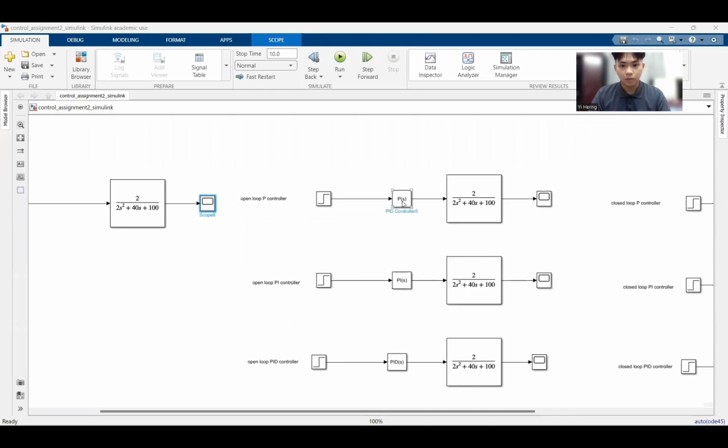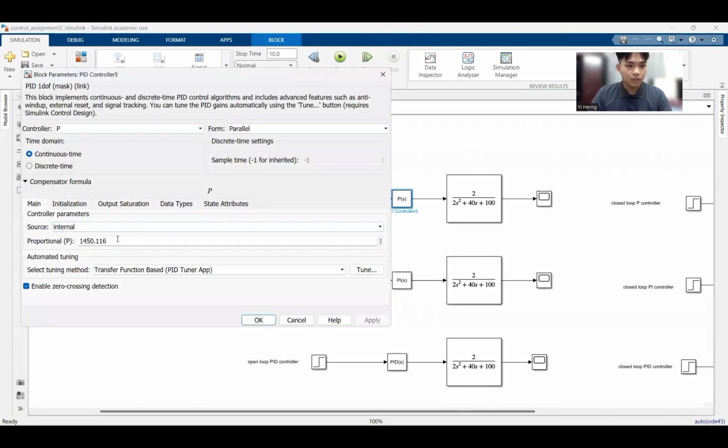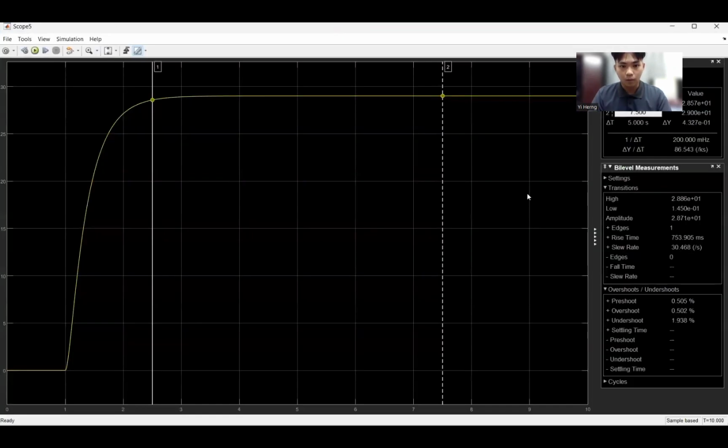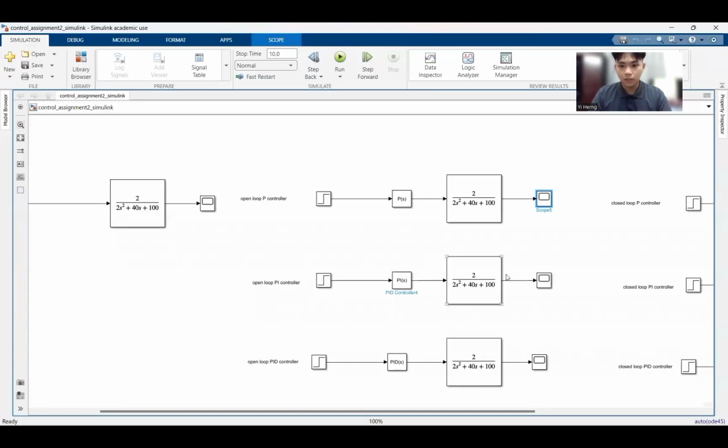Next is the open loop P controller. We just connect it with the P controller, with the gain calculated manually, which is 1450.116. This is the scope graph. Same, it shows a critically damped response, and the overshoot is 0.502, and the rise time is 753.905.